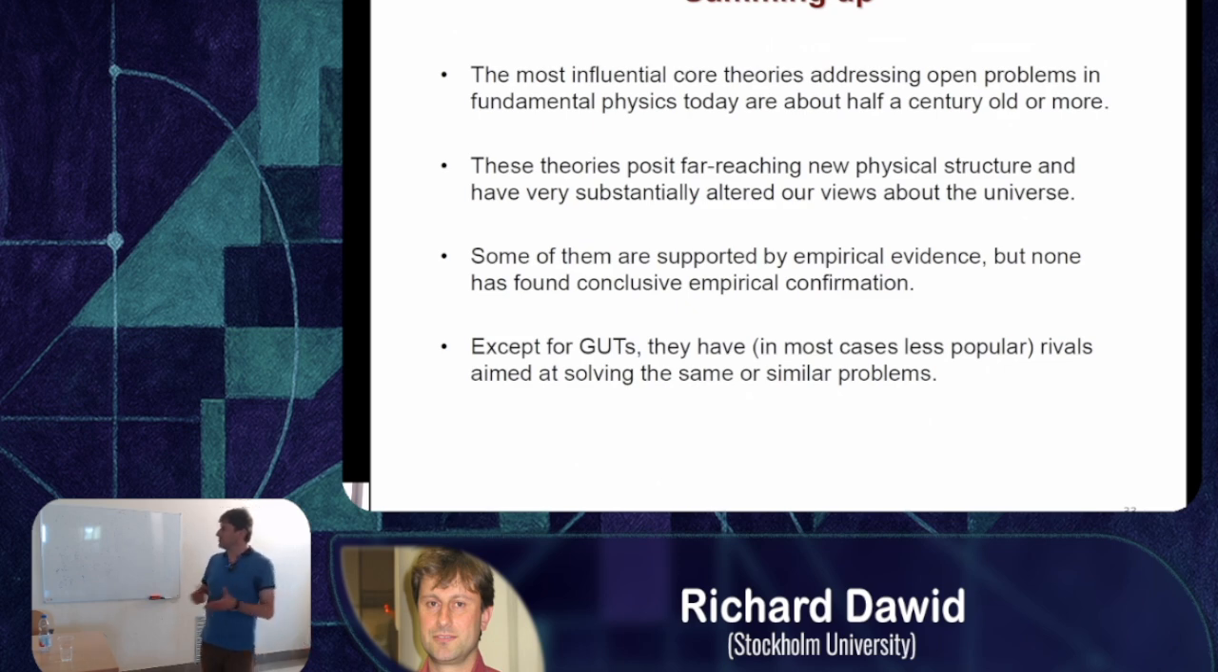And some of them are supported by empirical evidence to some extent, and this is sometimes de-emphasized a little bit in the discussion, but none has found conclusive empirical confirmation. Except for grand unified theories, they have rivals aiming at solving the same or similar problems. In most cases, there is an imbalance between a dominating research program and less popular research programs. In the case of supersymmetry, as we have discussed, this does not apply. This is a more complicated situation.